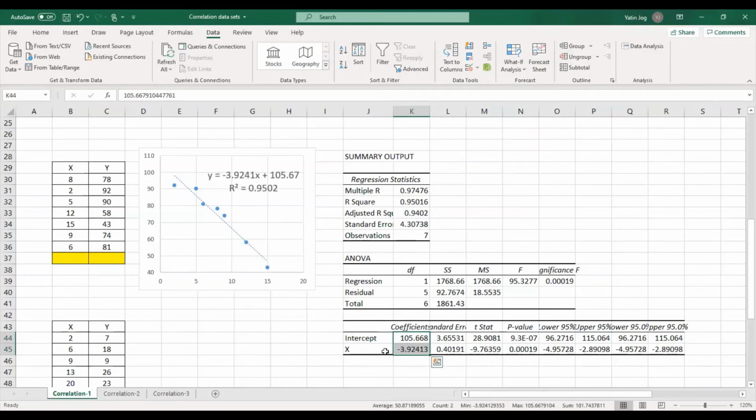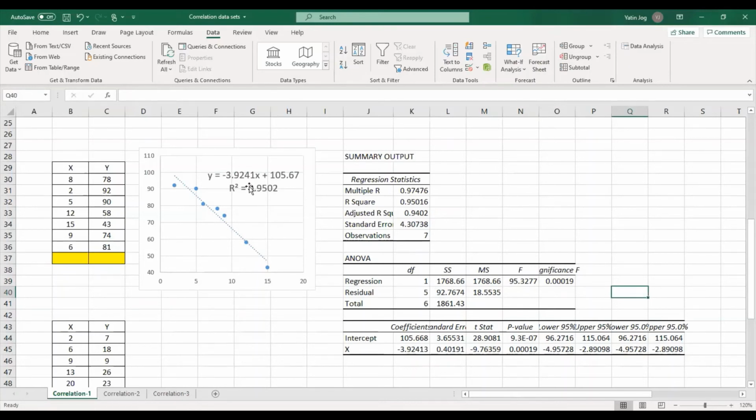If these values are like this, you can directly write the equation as y is equal to minus 3.924x plus 105.668. In tomorrow's and the day after tomorrow's session, you will come to know about the ANOVA table, t statistics, p values, and these ranges. These are called intervals, the 95% interval. All these things we are going to discuss in the next two sessions. So this is another way to calculate the intercept and X coefficient.